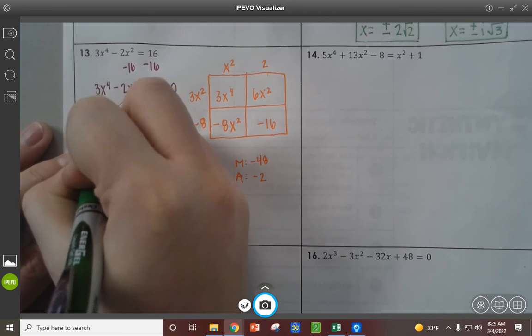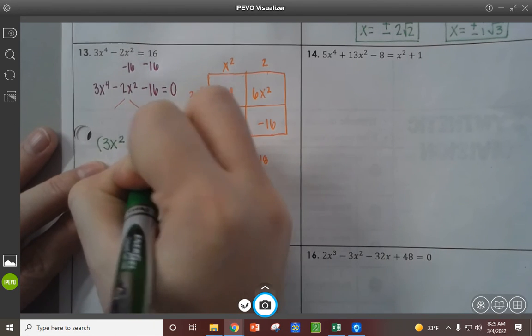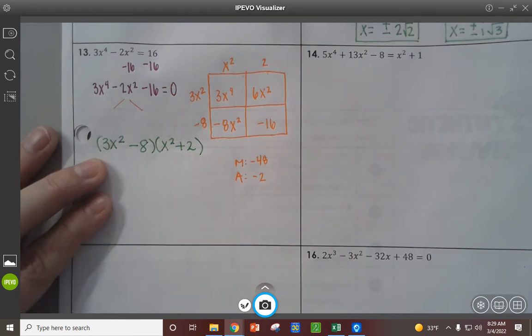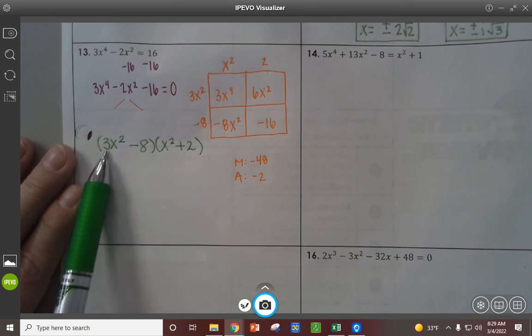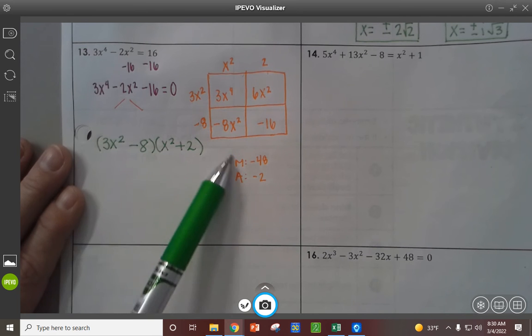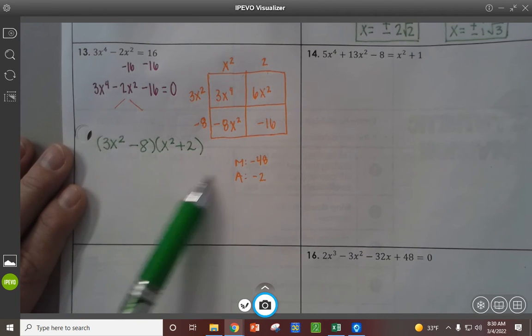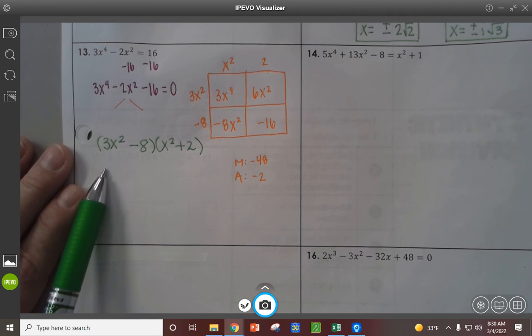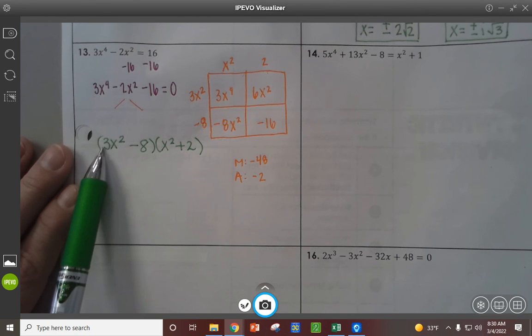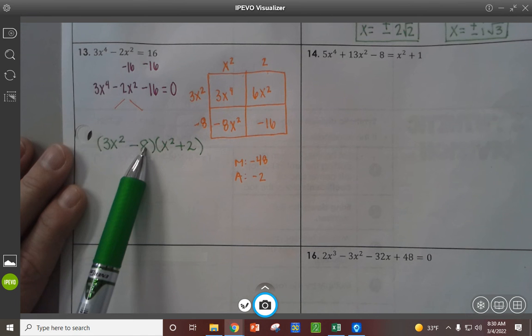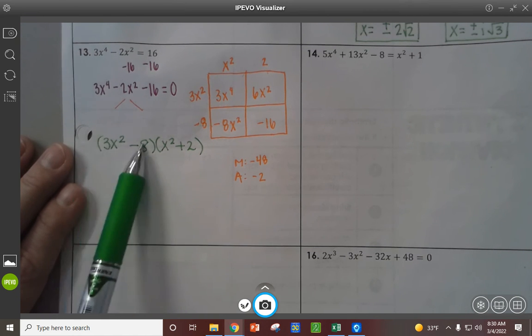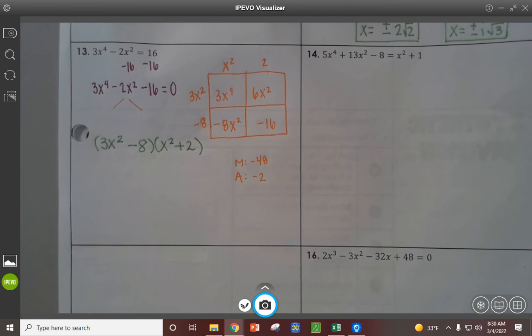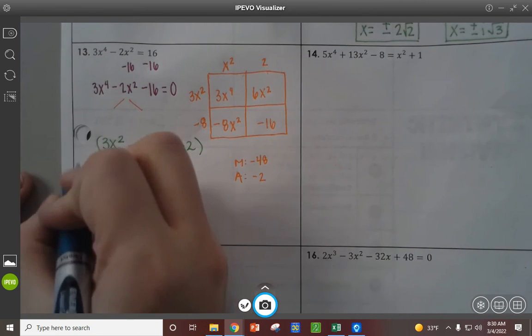So what that means is that I have the factors 3x squared minus 8 and x squared plus 2. Do we have a difference of squares or a sum or difference of cubes? Is 3 a perfect square? No. Is 8 a perfect square? No, 8 is a perfect cube. But everything has to be a perfect square for it to be difference of squares. So 3 and 8, neither one are perfect squares. So we actually don't have any more. So that means that we're going to set each one equal to 0.